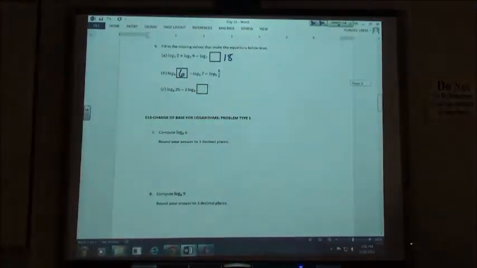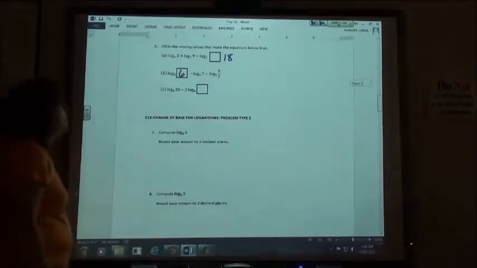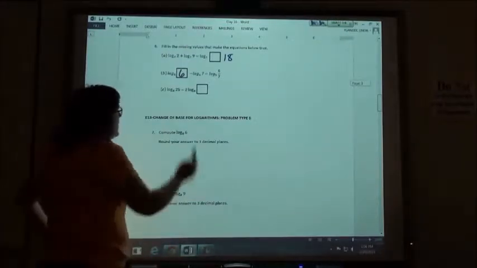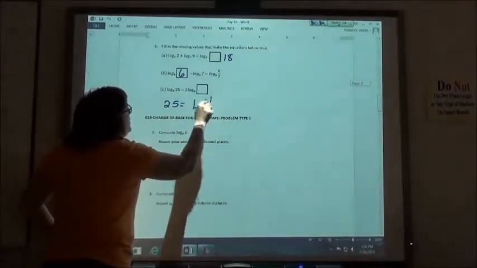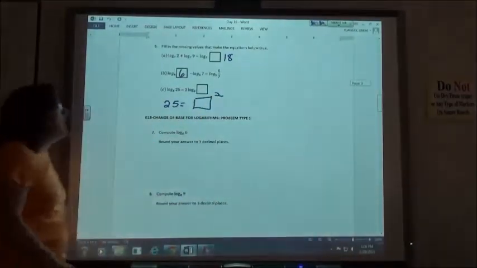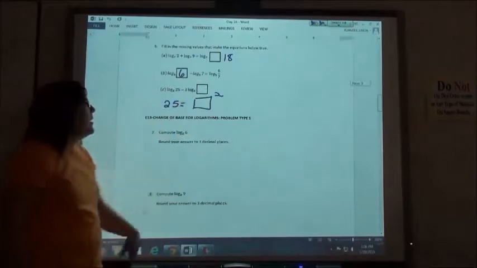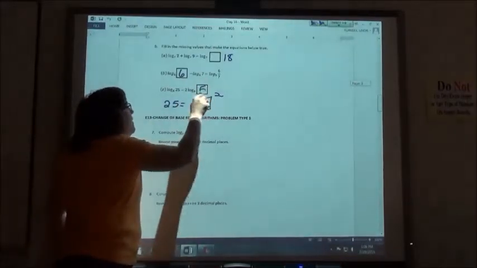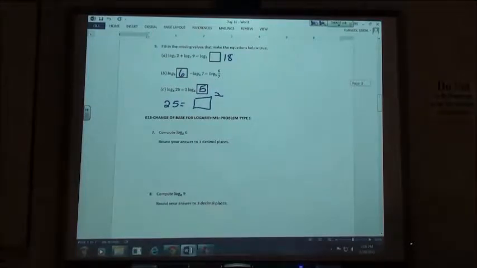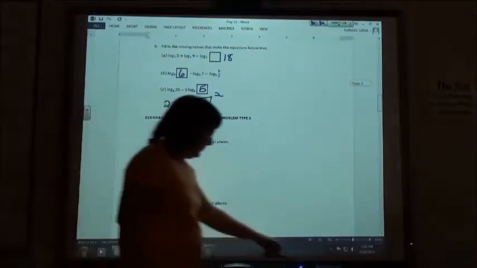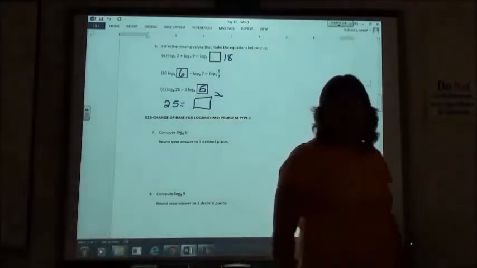And then log base 8 of 25 equals 2 log base 8 of what? I'd say 25 is equal to what to the second power, right? This becomes this exponent. Well, 5 to the second power is 25, so that number would have to be a 5. So those are your basic rules for logarithms.